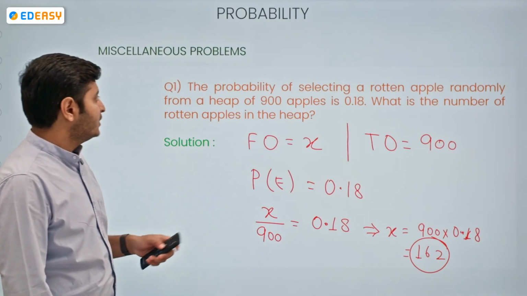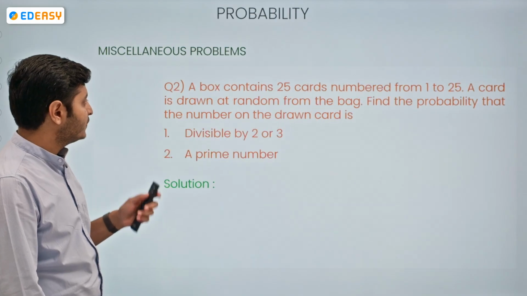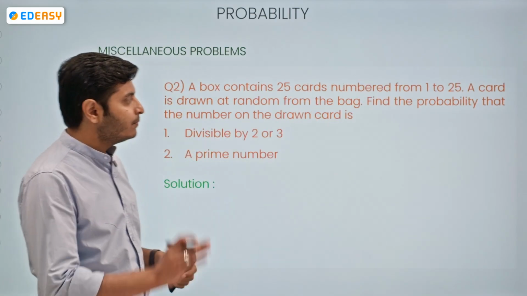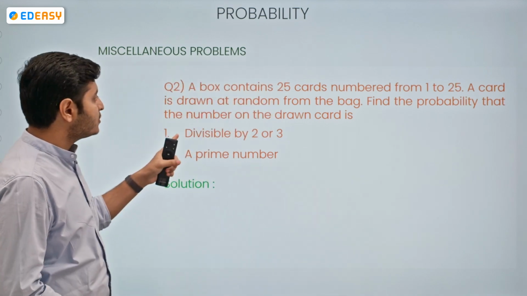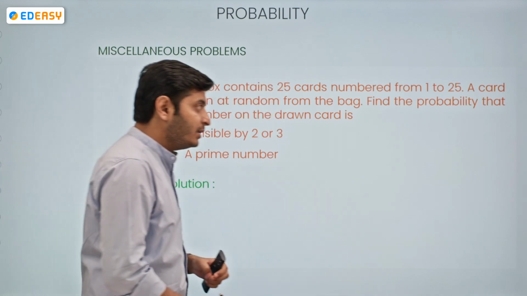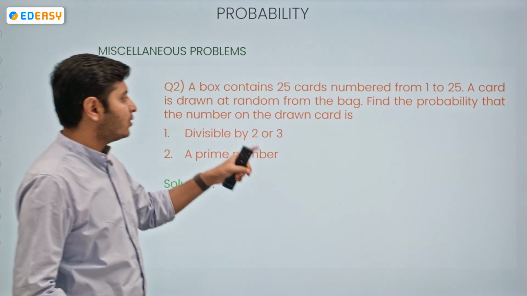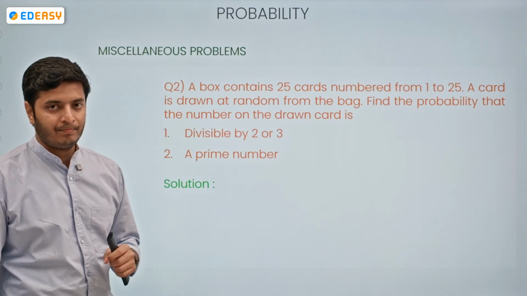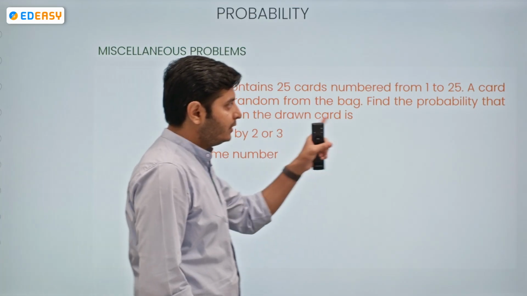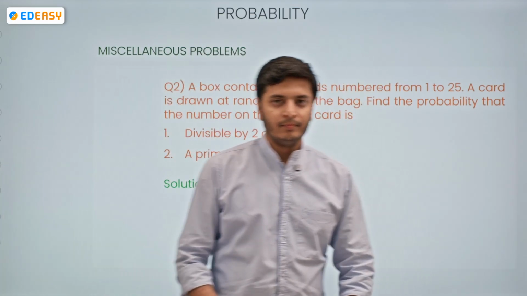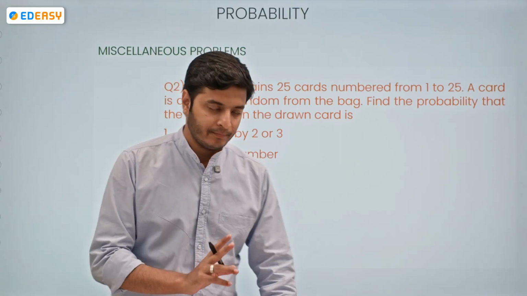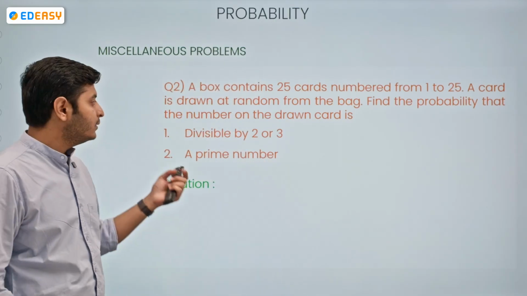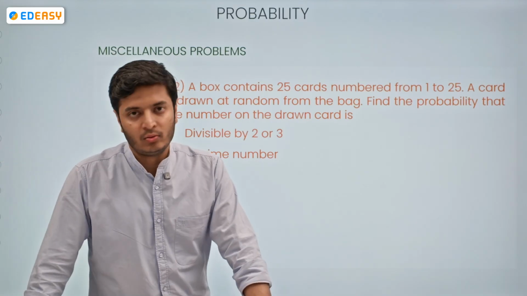Okay. Second type of problem that you can expect: a box containing 25 cards numbered from 1 to 25. A card is drawn at random from the box. Find the probability that the number on the drawn card is divisible by 2 or 3, and second part is a prime number. First thing first, we know that the numbers are from 1 to 25, correct? In the first part, we need to find the probability of any number that is divisible by 2 or 3.